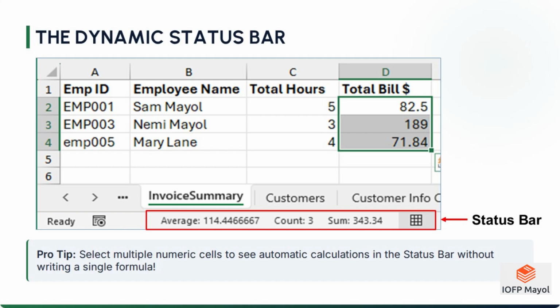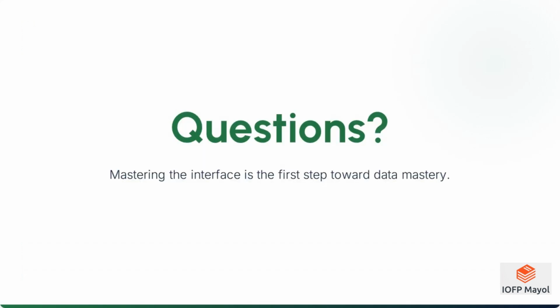The dynamic status bar. Status bar, found at the bottom of the Excel window, shows helpful info like the sum, average, or count of selected cells. Displays indicators like caps lock, number lock, and more.